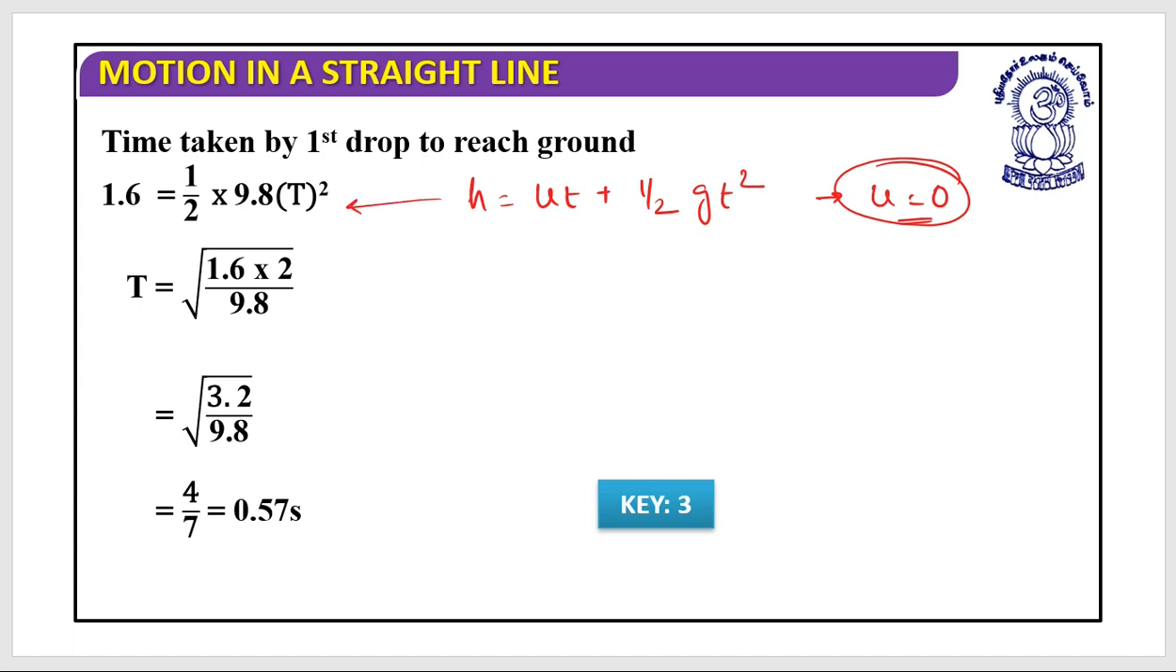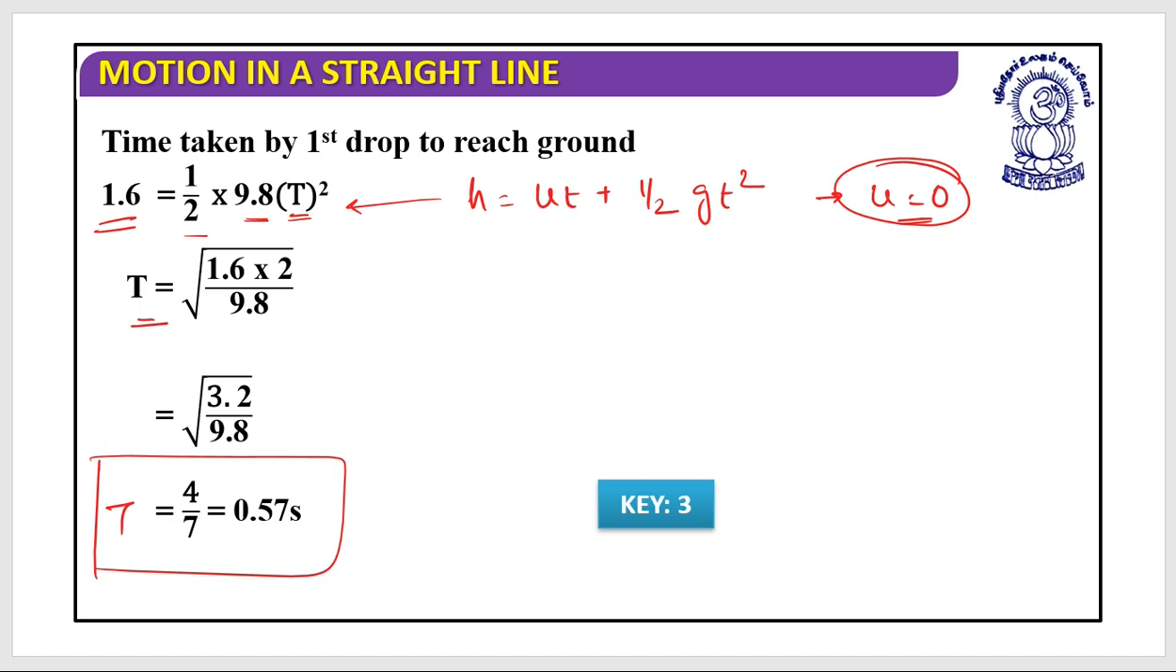So I put the values. 1.6 equals half into g, 9.8, into t square. If I solve this, t equals under root of 2h by g. And as an answer, I get 0.57 seconds. This is the answer.